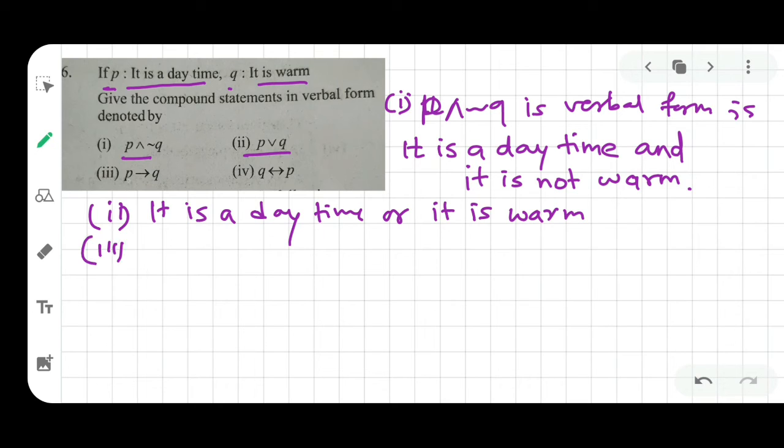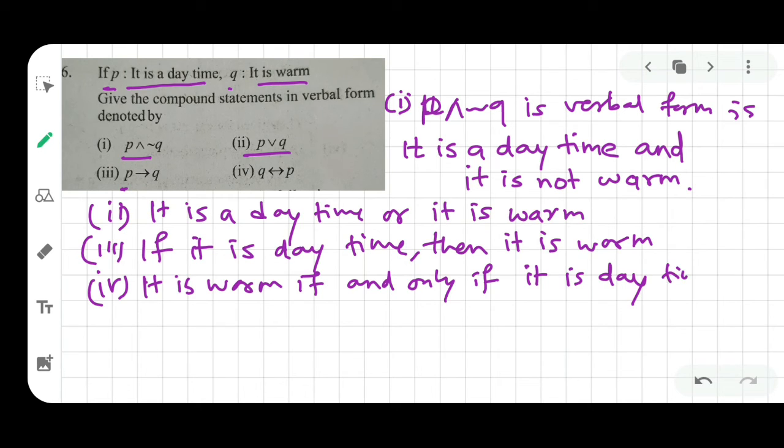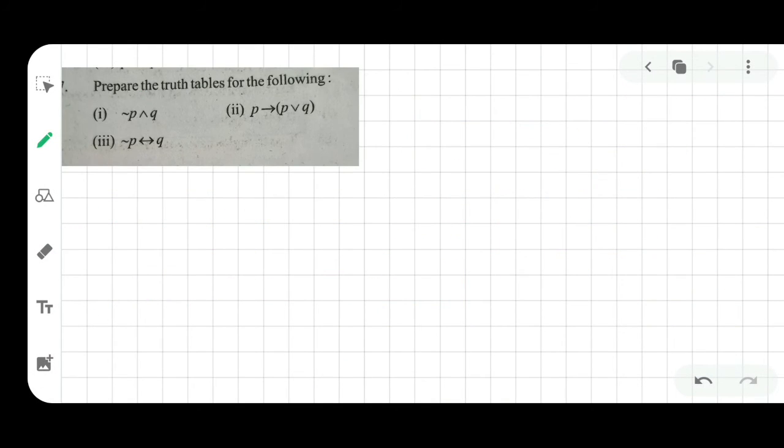Now what is the third? If it is daytime, then it is warm. Fourth, so Q double implies P. It is warm if and only if it is daytime, right? So this is the statement.